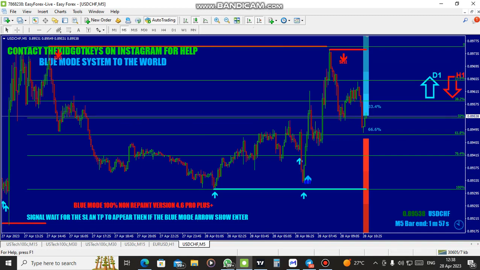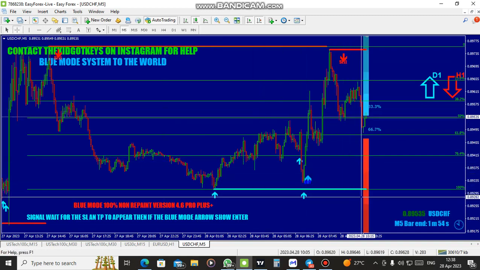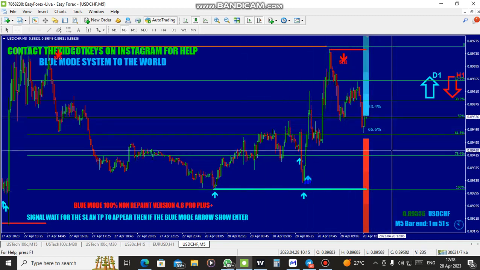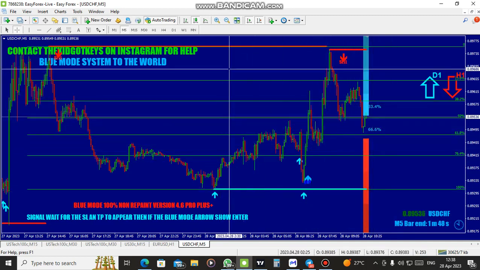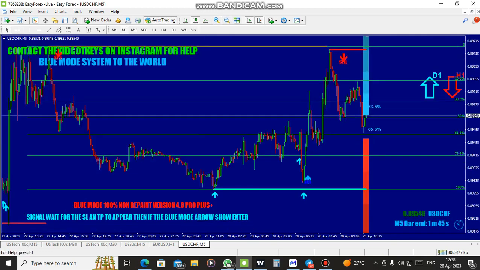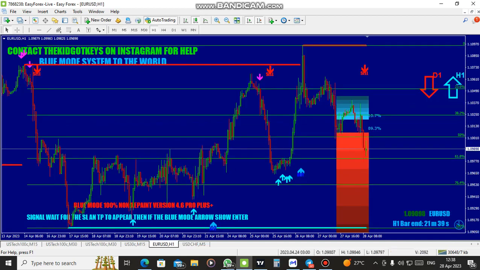The price will sell until this level, this 100% level, because this signal, the scalp signal, is not a swing signal. But right now, the system gave us a sell, the market will drop. So guys, let's go to Nasdaq and see what's happening, or EUR/USD.